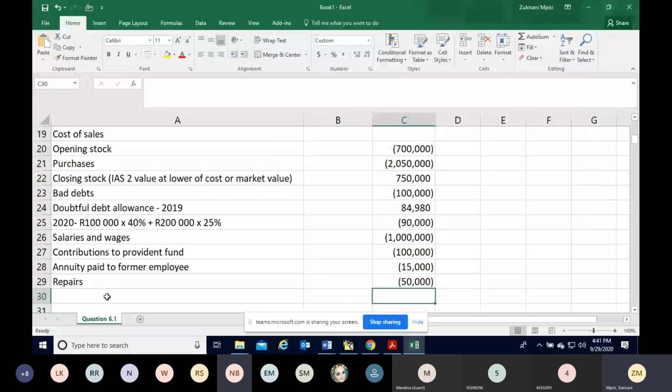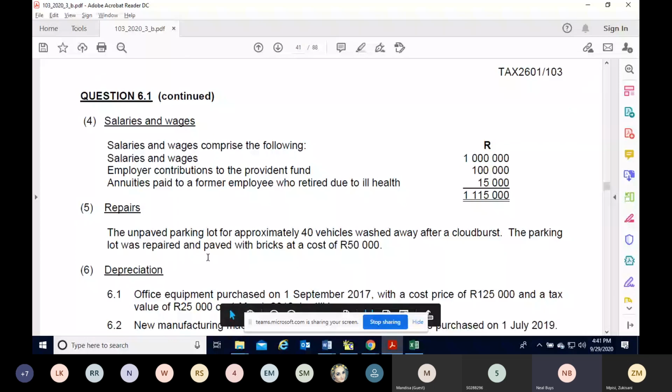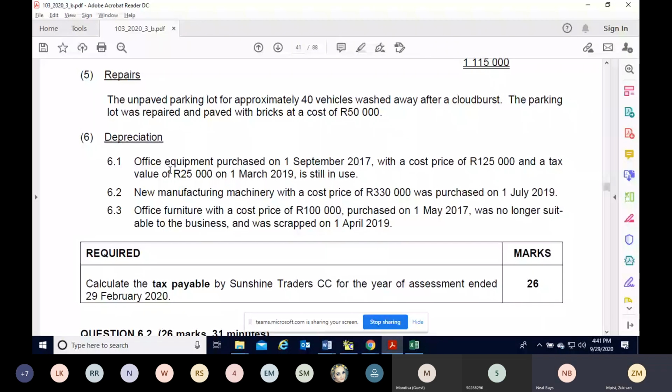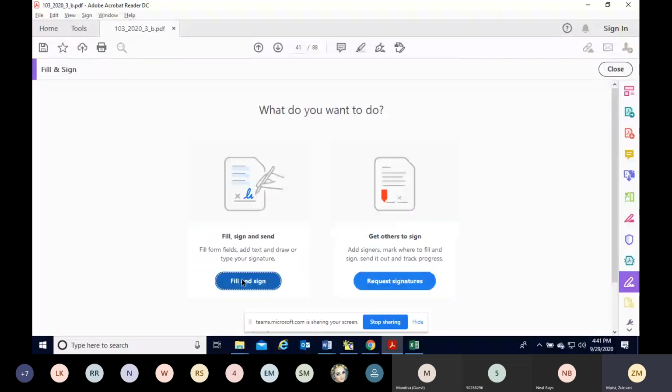Then we are told that the last item is depreciation. Right. Office equipment purchased on 1 September 2017 with a cost price of 125,000 and tax value of 25,000 on 1 March is still in use. So in this particular instance, we already know that now we need to apply a section. Which section applies here?